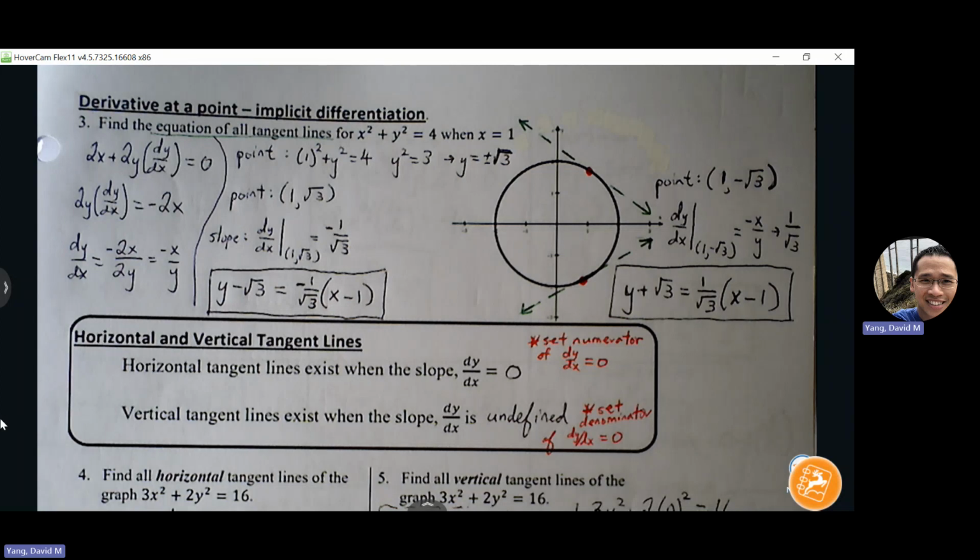So if I set this equal to 0, I can find the location where there's a slope 0. So if I want to find slope 0 for this equation, I'll set the numerator of the derivative equal to 0. If I want to find these places where slope is undefined, I'll set the denominator equal to 0 and find those values.